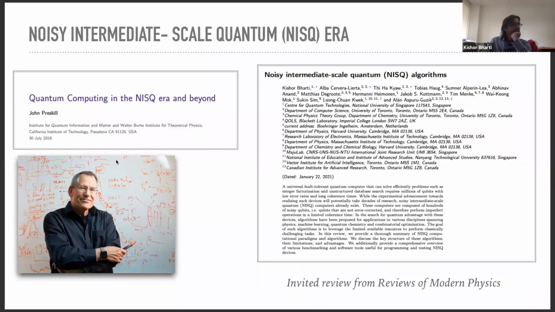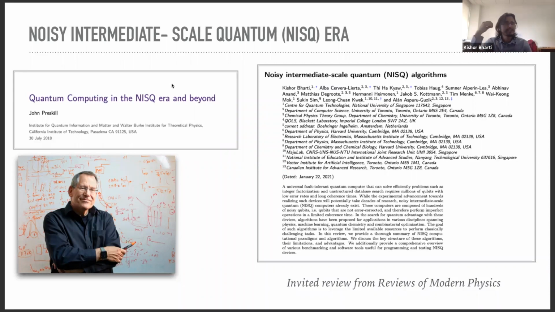John Preskill in 2018 proposed the term noisy intermediate scale quantum. He mentioned that we are in an era where devices are noisy. The qubits that we have lack error correction, so we don't have logical qubits. We have physical qubits, many of them, maybe 50 or so. They are noisy and not very big, so they are intermediate scale. In this NISQ era, can we do something useful? He mentioned there are certain areas where we can look for advantage.